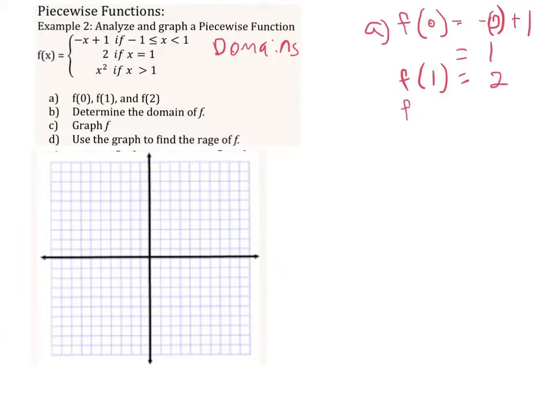And then f of 2 is greater than 1. So we use our third equation. So we get 2 squared, which is 4. Alright, B. We want to determine the domain of f. Well, I think for these piecewise functions it's going to be easier if we graph them. So let's jump to C, and we'll use that, this should say range of f. But let's jump to C real quick.